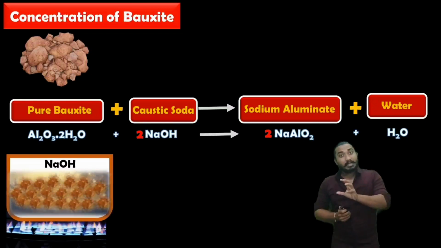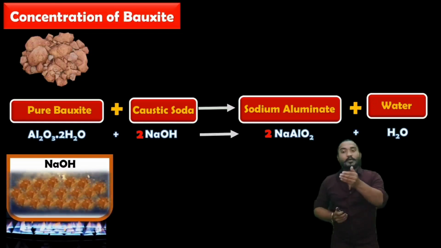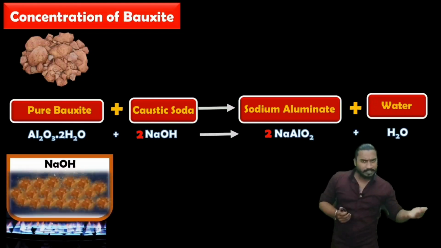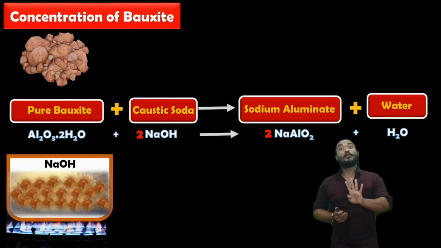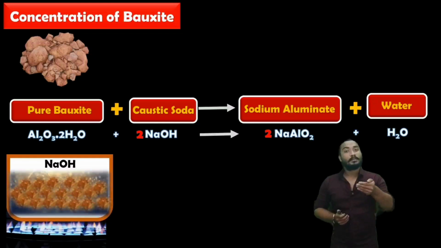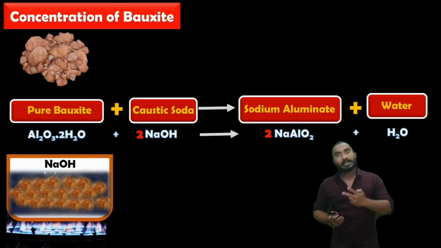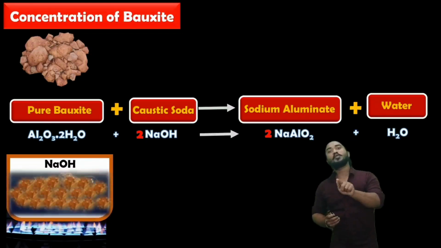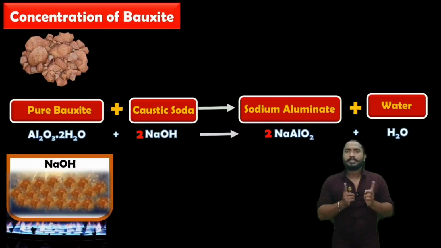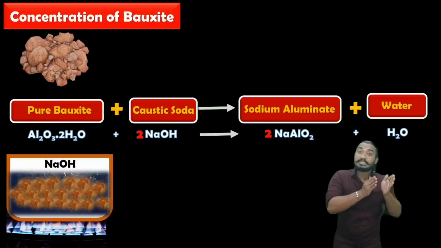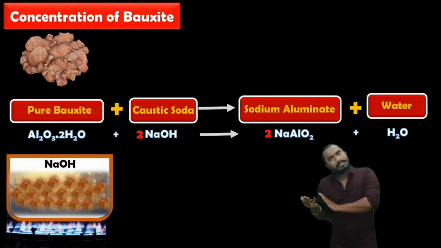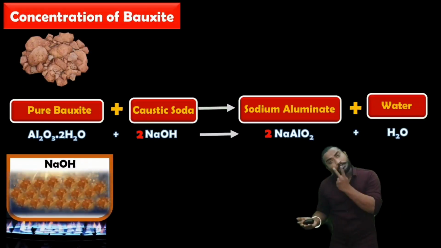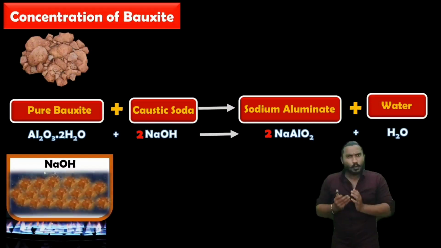Let us understand the number of atoms for hydrogen. On the left hand side, there are 4 atoms of hydrogen with bauxite and 2 atoms of hydrogen with sodium hydroxide. How many total hydrogen atoms do we have? 4 plus 2 is 6. What about the right hand side? The right hand side has only 2 atoms of hydrogen. So what will we do?